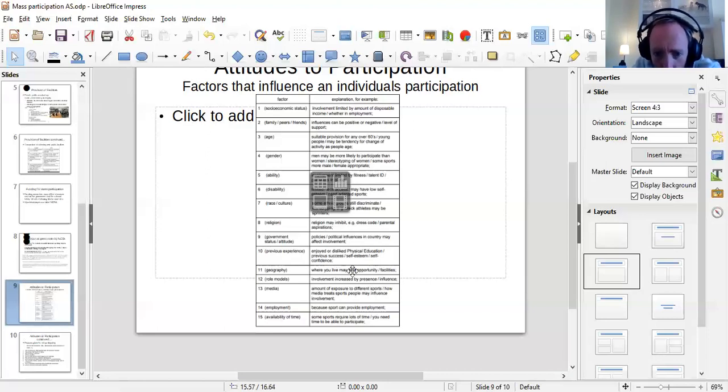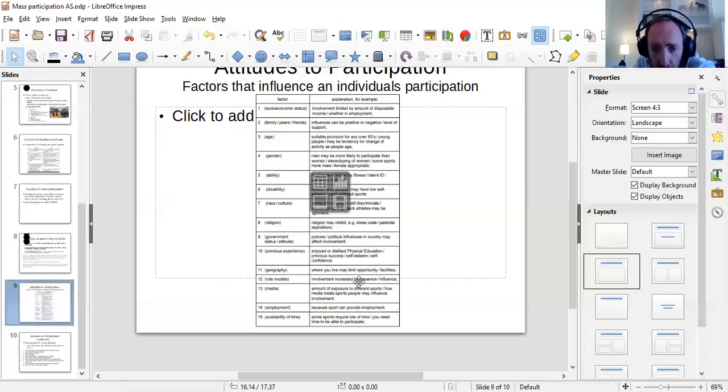Geography, where you live, obviously can have an impact. If you're in a city area with a lack of grass pitches, that might affect your participation in football. But you might be more likely to play basketball, for example, because there might be urban courts set up for you to play and so on. Whereas someone who lives in a rural area might be more likely to take part in outdoor activities.